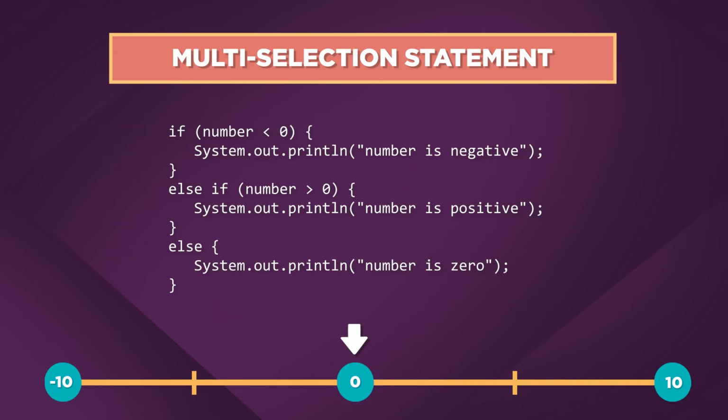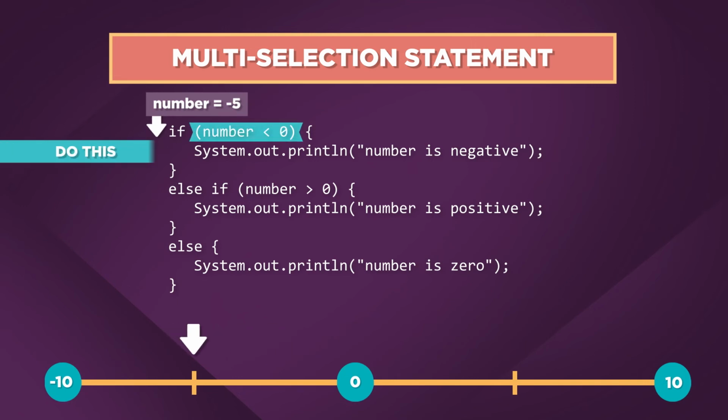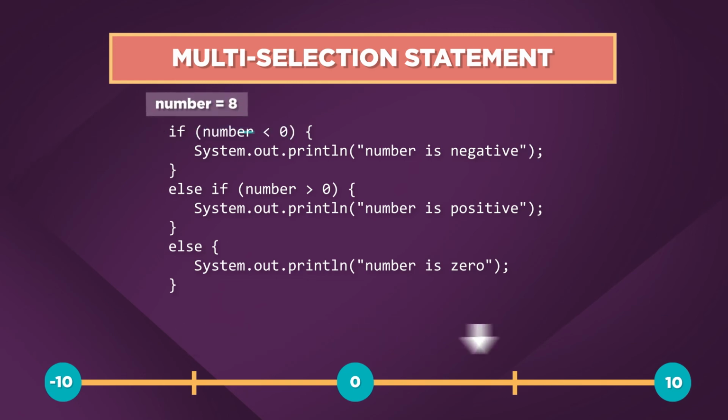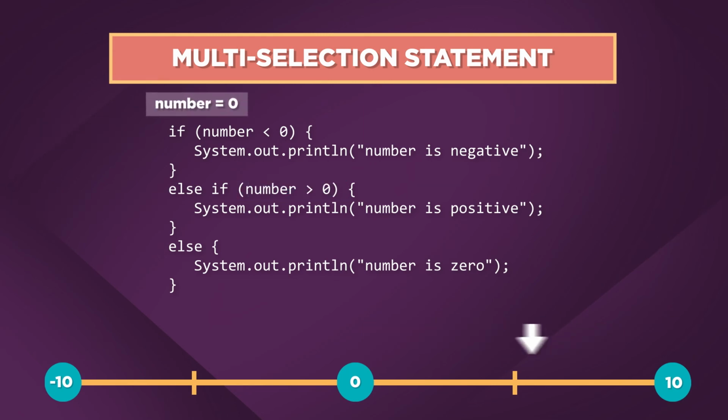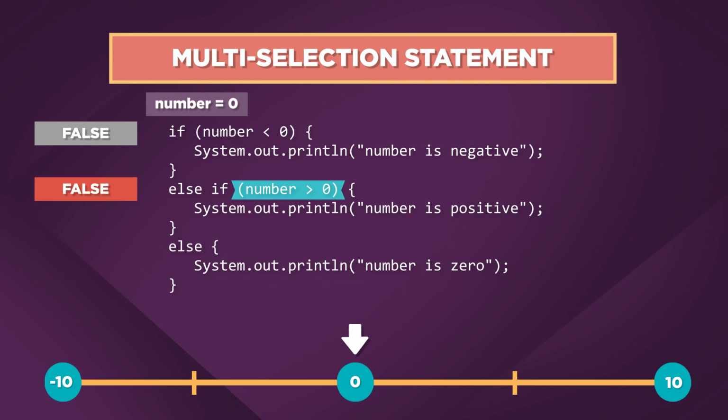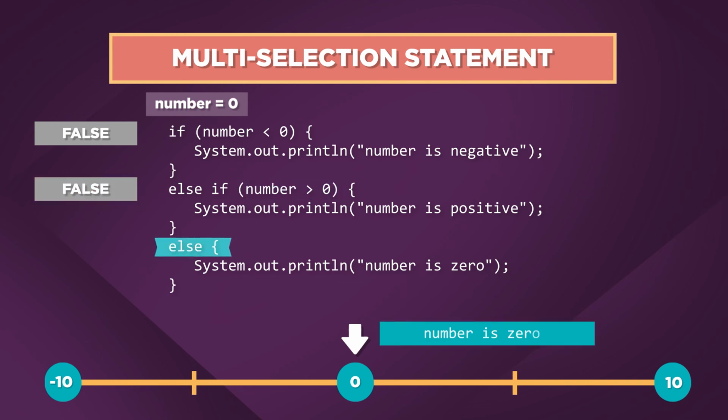With a multi-selection statement, each condition is checked from the top down. If the first condition is true, its block of code is executed and the rest of the conditions are ignored. If the first condition is false, the second condition is evaluated. If it is true, its block of code is executed. If none of the conditions are true, then the final else statement will be executed. You can have as many else-if statements as you need for a program.